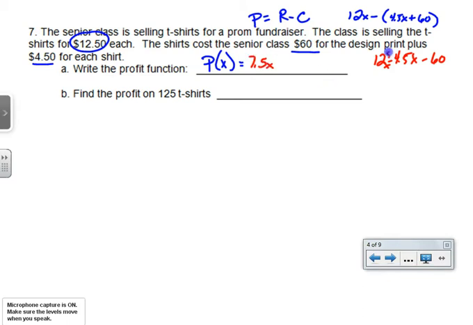Oh, I didn't write that right. It was 1250. Excuse me. Back up. Knew something didn't sound right. 1250. So 1250 minus 450 is 8x. Thank you. And then it also is subtracting the 60. So the profit on 125 t-shirts would be putting 125 into my new profit function.